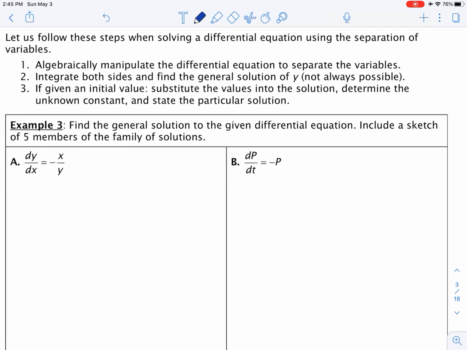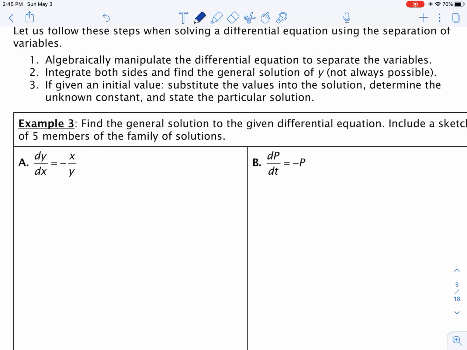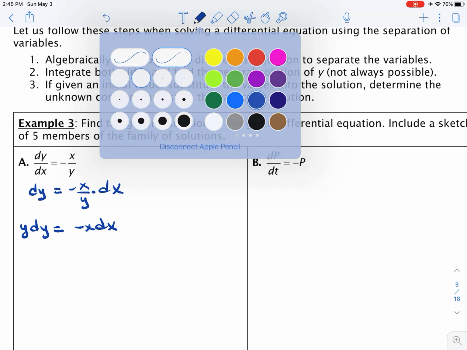Good. So let's find the general solution to the given differential equation, and include a sketch of 5 members of the family of solutions. So I see dy/dx equal to negative x over y. I'm first going to move the dx over so that I have both dy and dx in the numerators, so I know which side to put the y's on and which side to put the x's on. And then I want to multiply by y on both sides. And now I'm going to integrate.